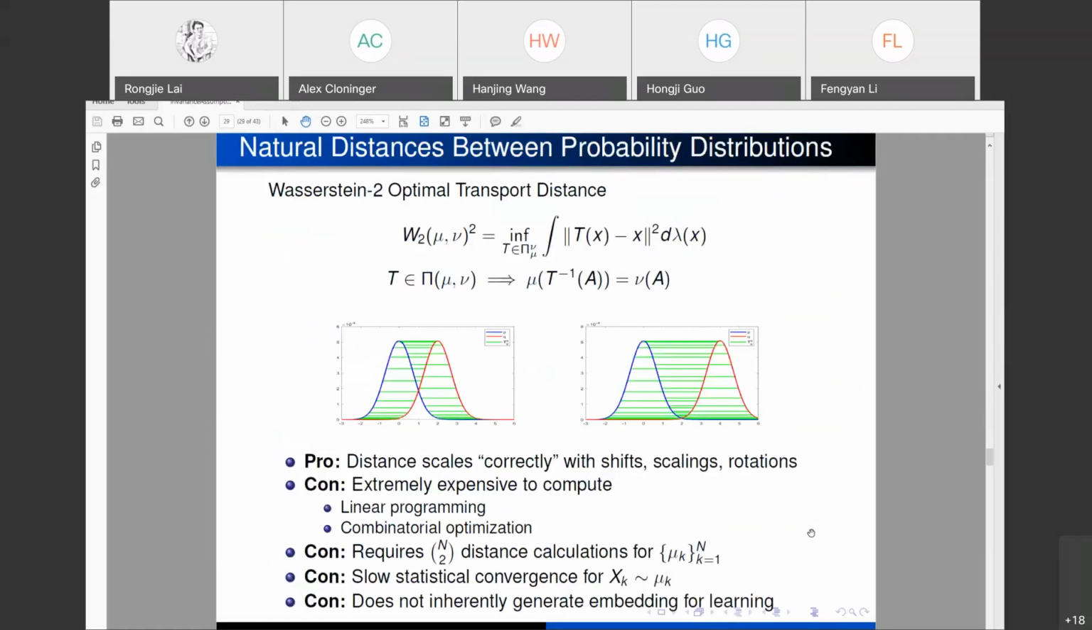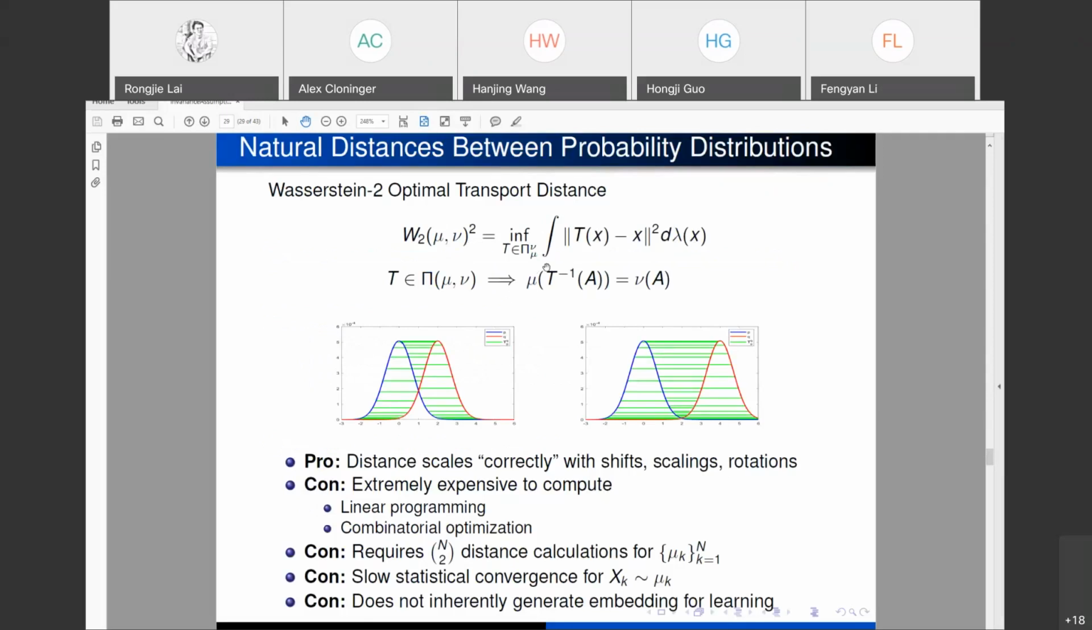And as a quick refresher, I want to talk about a very, very natural distance between probability distributions. And that is optimal transport, or Wasserstein 2. Okay. So what is this? If you've never seen optimal transport before, one second crash course. Say I have two distributions, mu and nu.